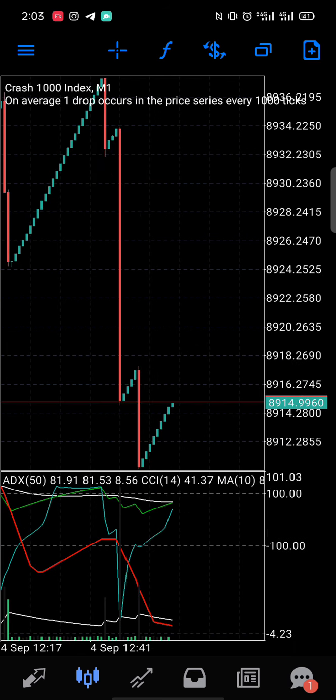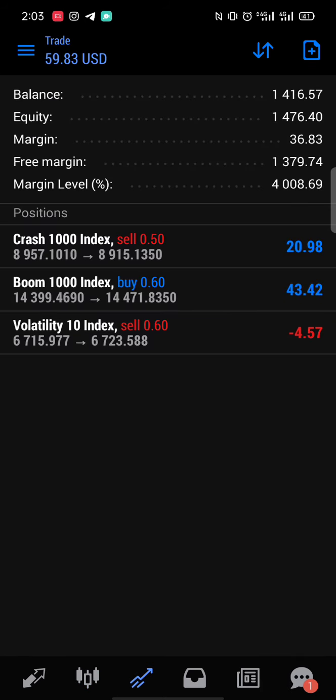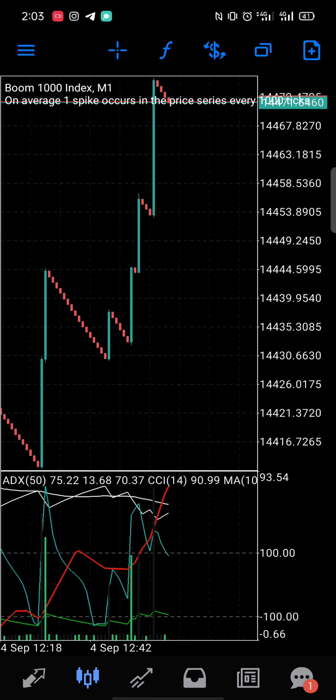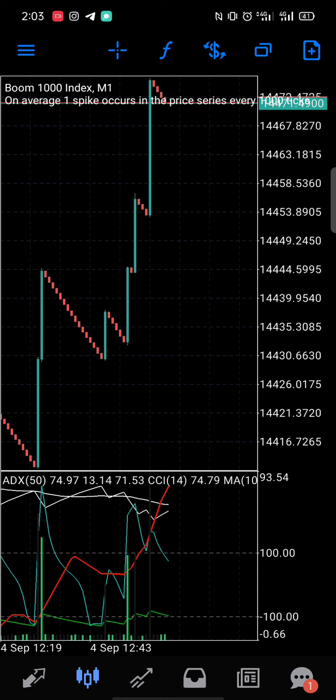So I'm showing you the strategy. Crash 1000. You see how it made profit for us. So let's check out boom 1000. It's just spiking. Yeah, told you it made another spike. It made another spike, and we're on profit. Exactly, guys. So the same strategy for the boom 1000 index.